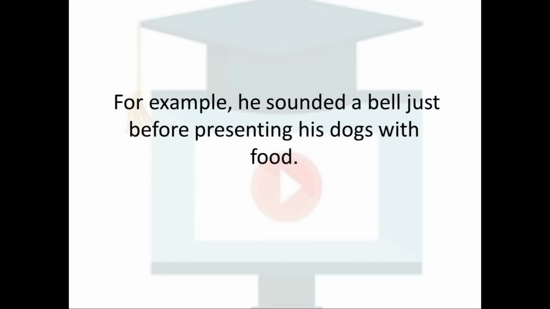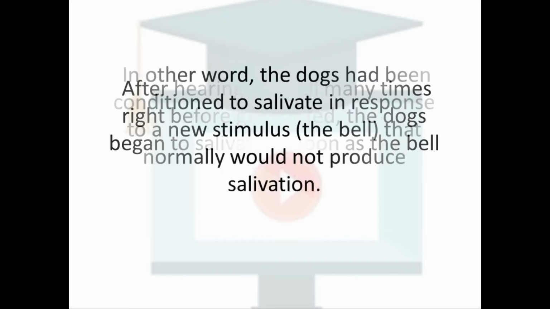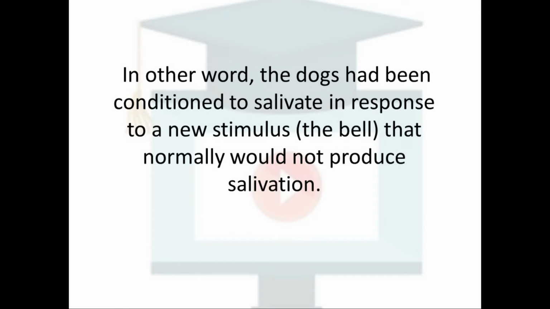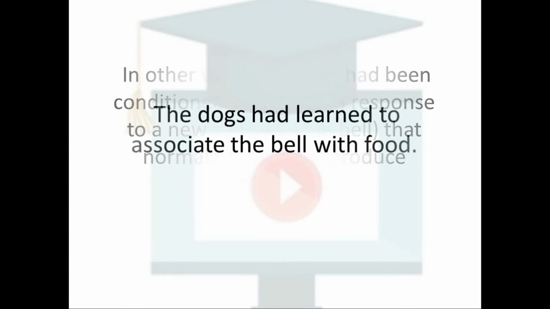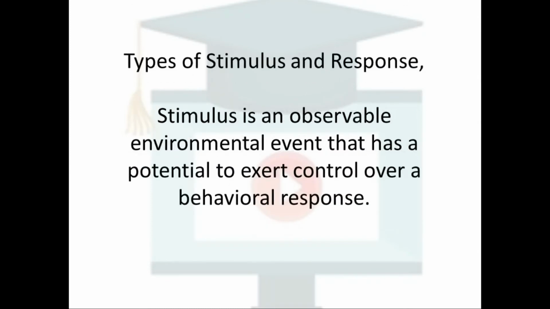For example, he sounded a bell just before presenting his dogs with food. After hearing the bell many times, right before getting fed, dogs began to salivate as soon as the bell rang. In other words, dogs had been conditioned to salivate in response to a new stimulus, the bell, that normally would not produce salivation. Dogs had learned to associate the bell with food.